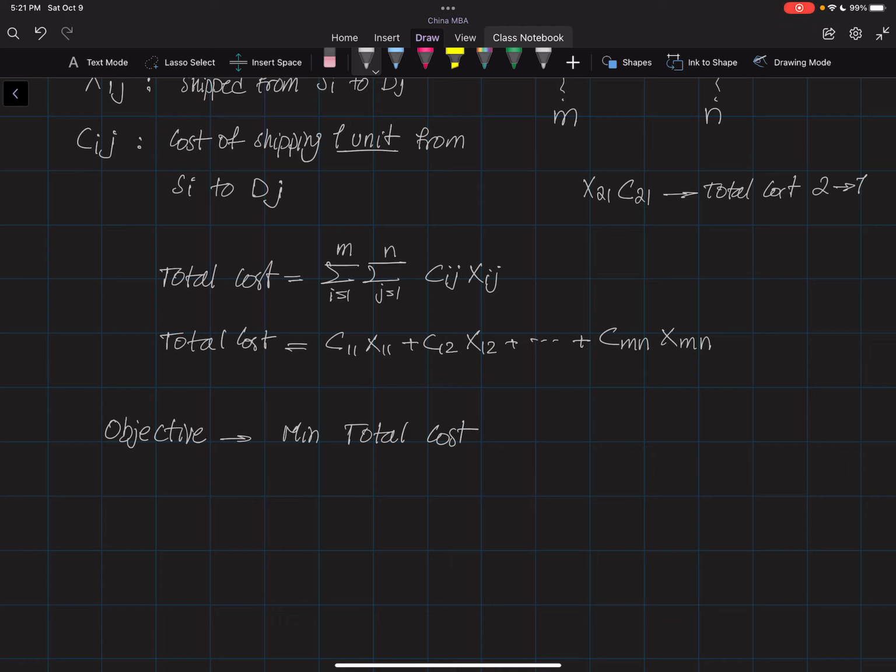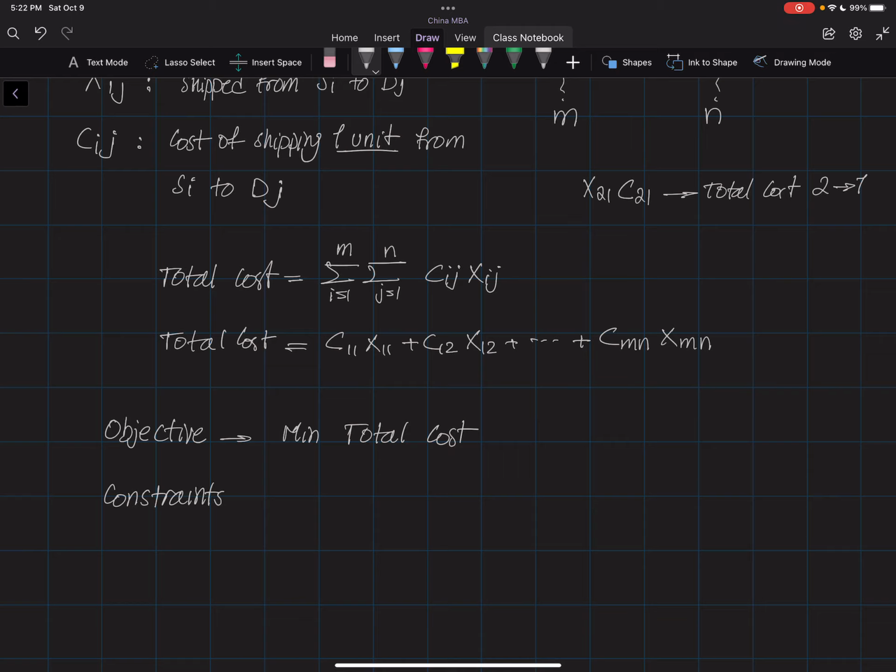Now, if I want to approach this mathematically, the absolute minimum of this would be 0. I can just plug in 0 for x11, x12 and all the way, and I will get a 0 cost, which is minimum. Obviously this is not the answer. I have some constraints. I have to ship all the required amount from the supply points to all the demand locations, and I cannot ship more than the amount available at each supply point. These are going to be my constraints.